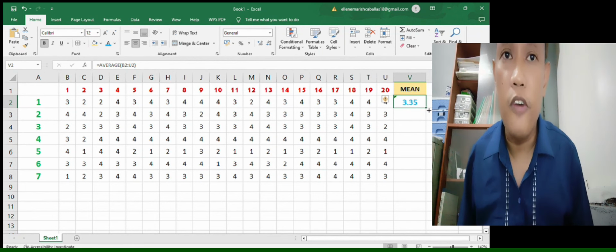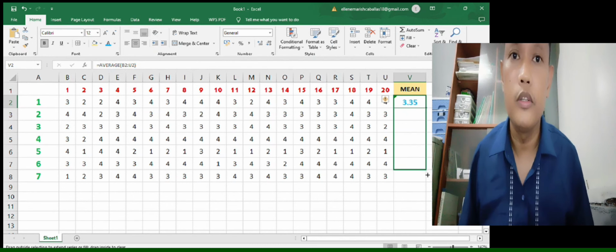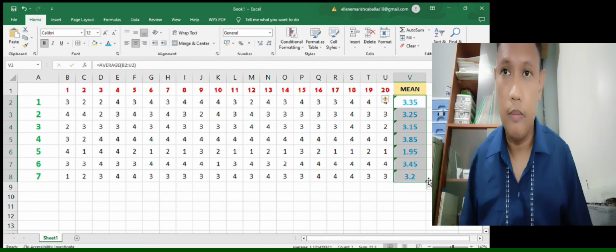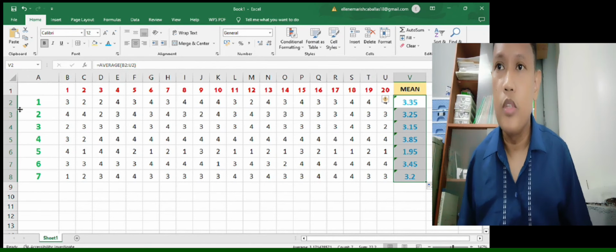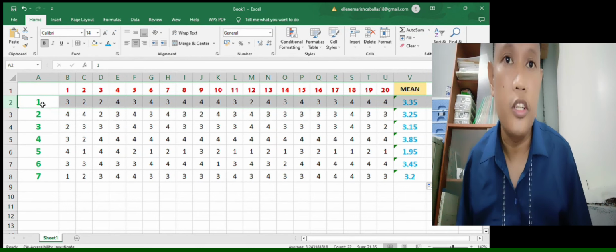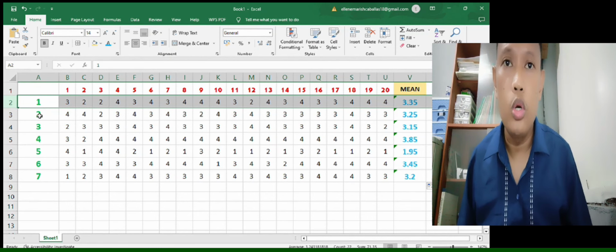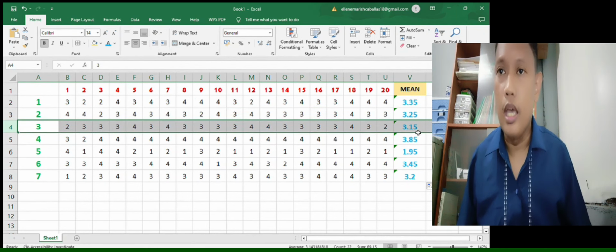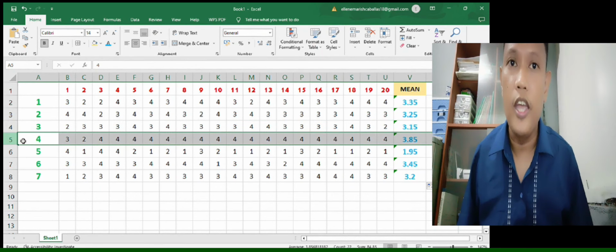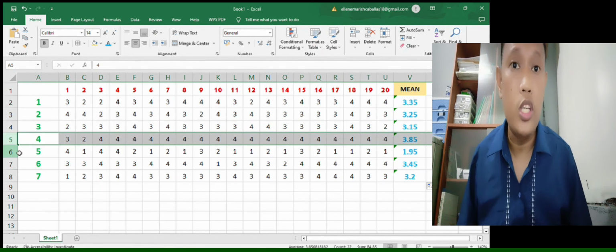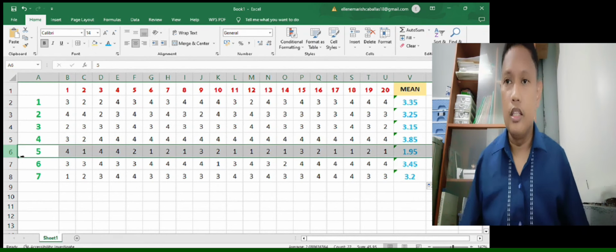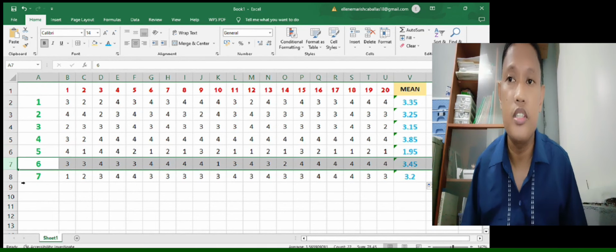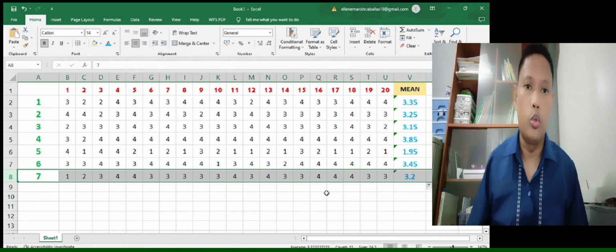So we got 3.35. All we have to do is drag it down, and yes, we got the weighted mean for all the indicators. It is easy as that. Okay, so for indicator number 1, we got 3.35. Indicator number 2, we got 3.25. Indicator number 3, we got 3.15. And indicator number 4, we got 3.85. And indicator number 5, we got 1.95. And indicator number 6, 3.45. And indicator number 7, we got 3.2. Okay?